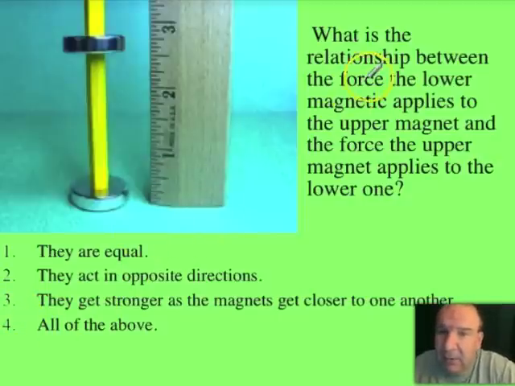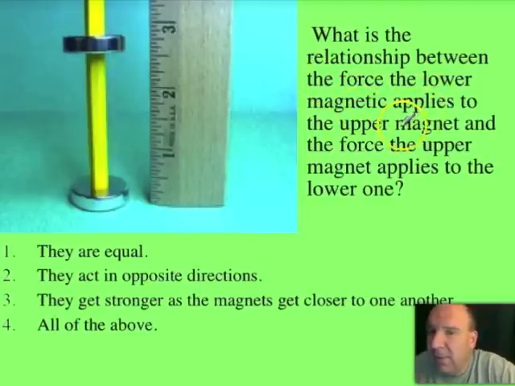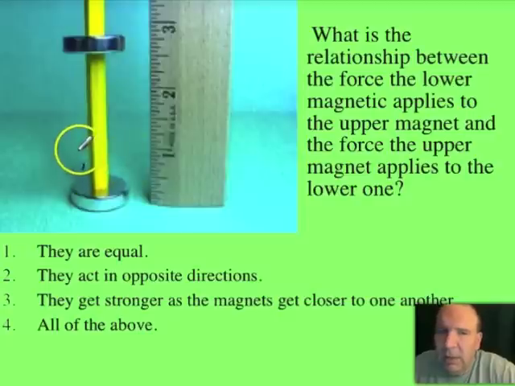Same diagram. So let's read this one. We have to read the question very carefully. What is the relationship between the force the lower magnet applies to the upper magnet and the force the upper magnet applies to the lower magnet? So what do we know about the force that's pushing here and the force that's pushing here? Are they going to be equal? Are they going to act in opposite directions?